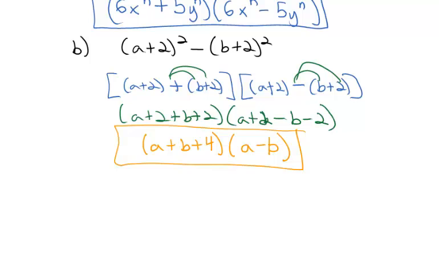We can even do a combination of these two examples. We could do something like 16a to the 4th minus y plus 2x squared.